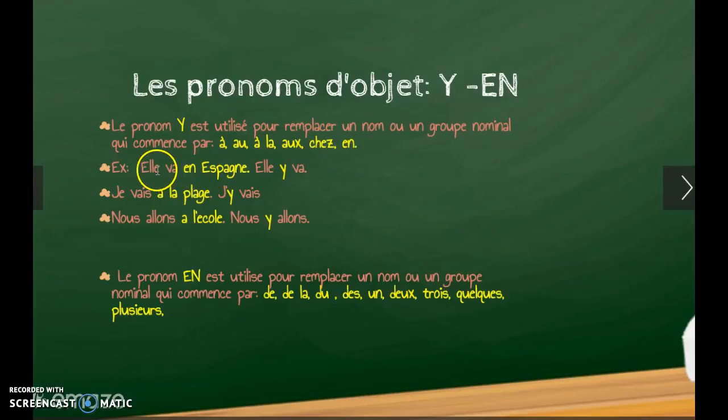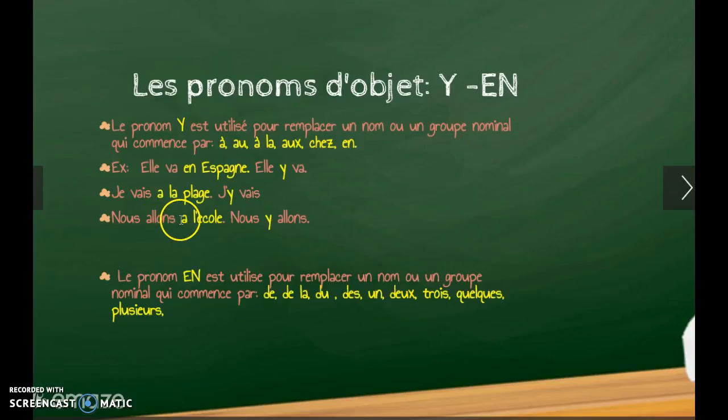Par exemple, in the first sentence here, elle va en Espagne, she goes to Spain. So I'm going to replace this phrase en Espagne by the pronoun y, elle y va. And you can see it goes before the verb. The second example, je vais à la plage, I go to the beach. So I'm going to replace à la plage by y, j'y vais. Okay, and it goes again before the verb, j'y vais.